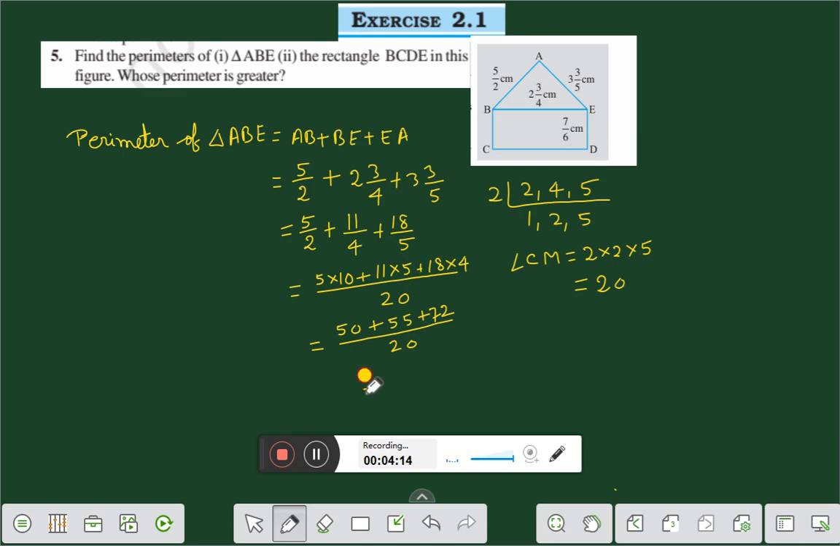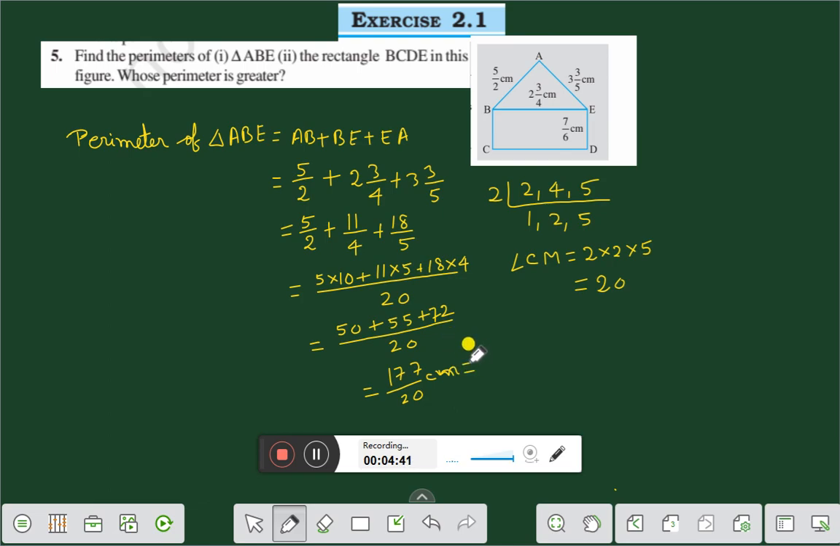Right? Therefore, we are getting 50 plus 55 is 105, plus 72 is 177, 177 by 20 centimeter. This is in centimeter, right?